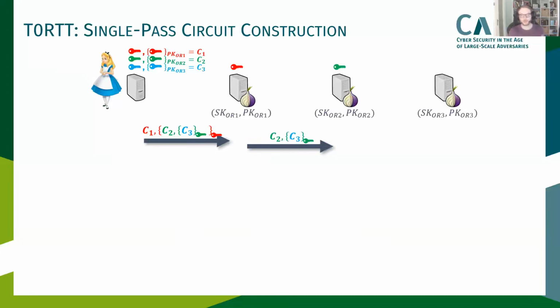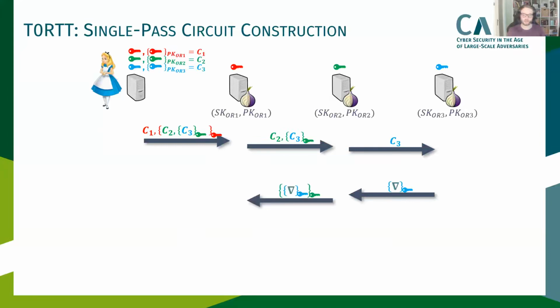The second router on the path again uses its secret key to get the symmetric key and sends the last ciphertext to the last router on the path. And we see after 3 messages, all session keys are established. Now, to confirm the success of the circuit construction, the last router sends an encrypted confirmation message back to Alice, and each onion router adds one layer of encryption. We call this single pass because we need only one message sent by Alice to establish all the session keys and to build the circuit.